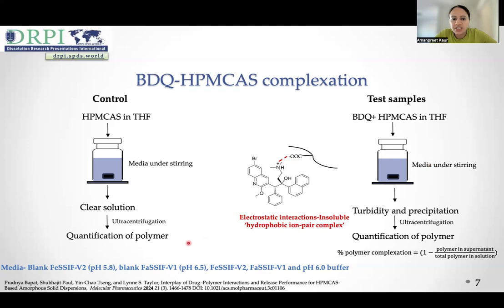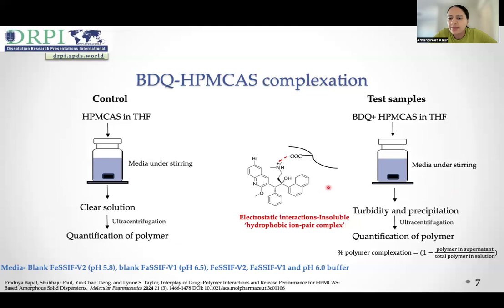In each of these media, we obtained a clear solution, and after ultracentrifugation, we analyzed each of these media for polymer concentrations using UV visible colorimetric method or HPLC equipped with ELSD detector. In the test samples, we dissolved bedaquiline and HPMC-AS stock solutions in the same media. However, in this case, we observed turbidity and precipitation.